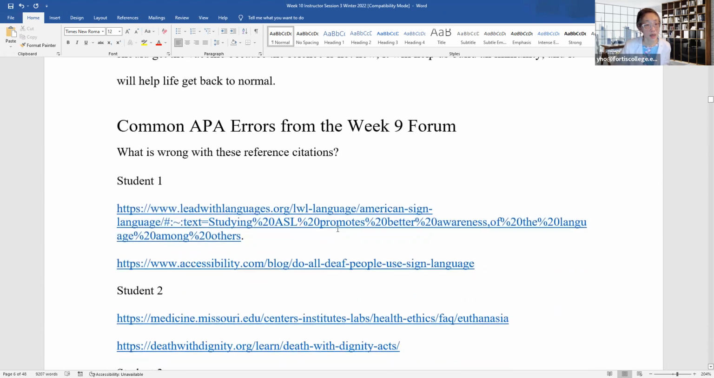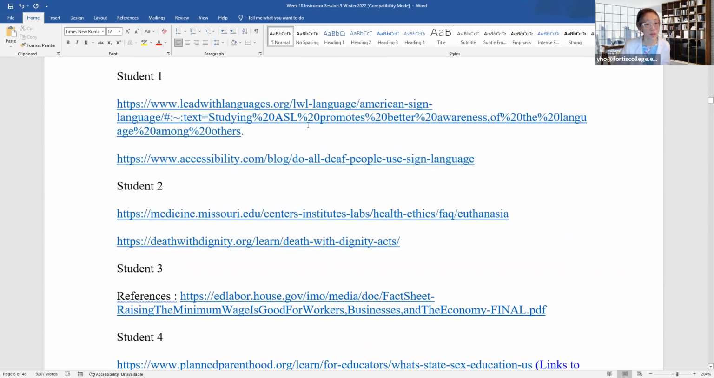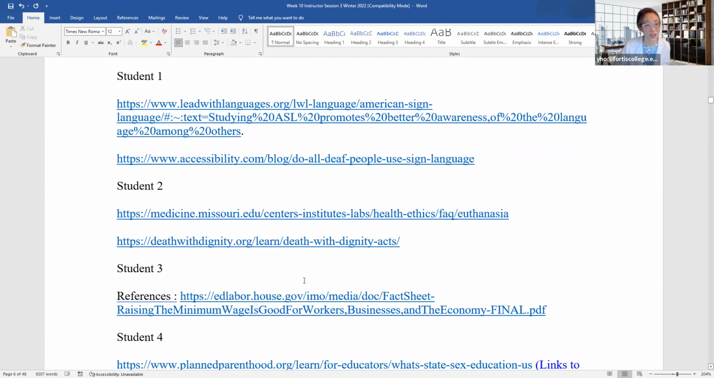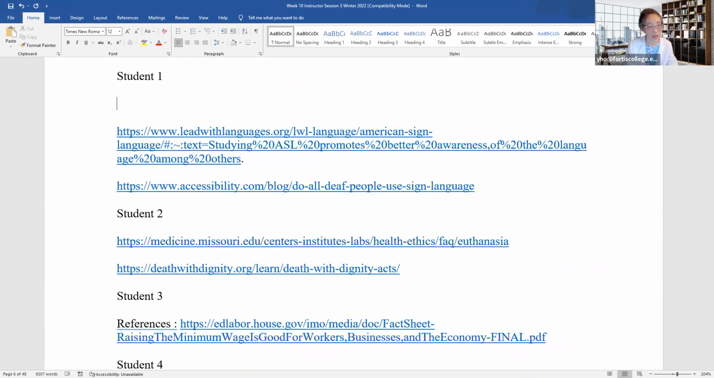And so here are some common reference citation errors in which students just gave me their website names. This we went over last week. And so you know that when you do your reference citations, you need to put in the author name, you need to put in the date, you need to put in the article name, then you need to put in publication or website name. This is also on this week's worksheet.